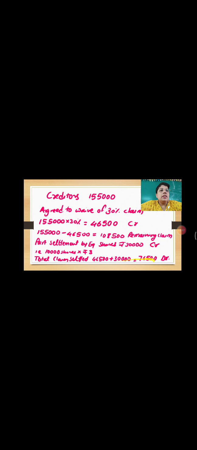So the total claim settled is 76,500 and that will be debited. So creditors account debit 76,500, and out of that 76,500, the amount going to capital reduction account is 46,500 and the amount going to equity share capital is 30,000. So what will be the entry? Creditors account debit 76,500 to capital reduction account 46,500 to equity share capital account 30,000.